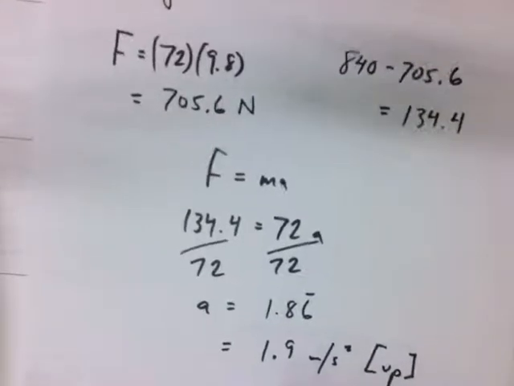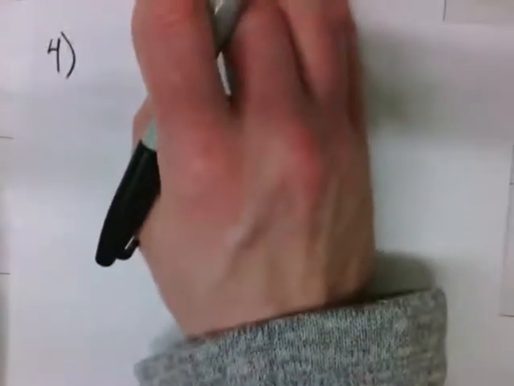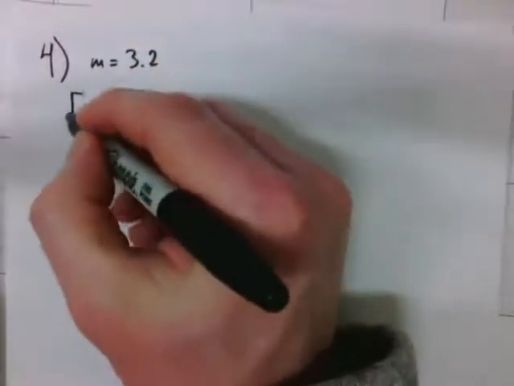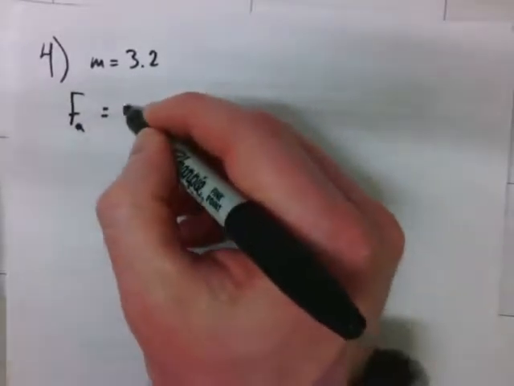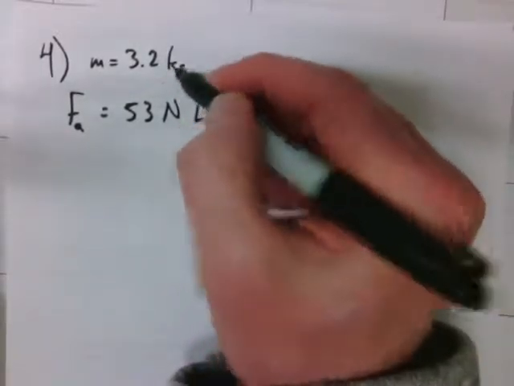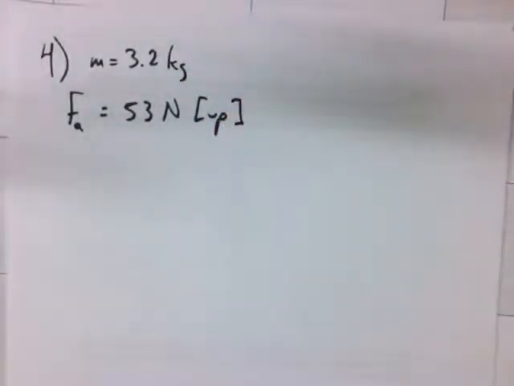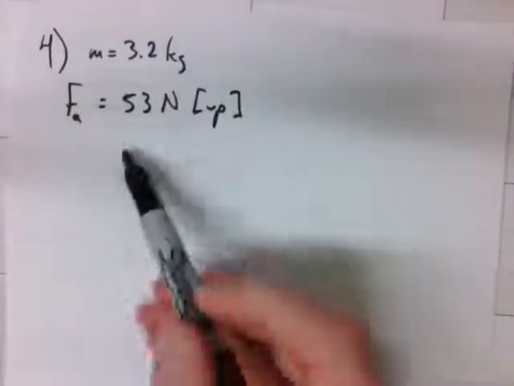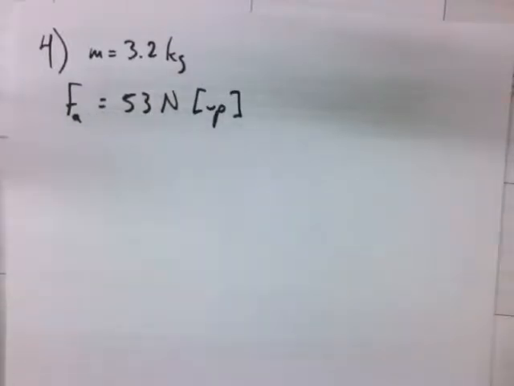Let's do number 4. Four says, an electrician holds a 3.2 kilogram chandelier, mass equals 3.2, against the ceiling with a force of 53 newtons up. So the applied force is 53 newtons up. What is the normal force exerted by the ceiling on the chandelier? Something to consider here: the applied force, 53 newtons up.